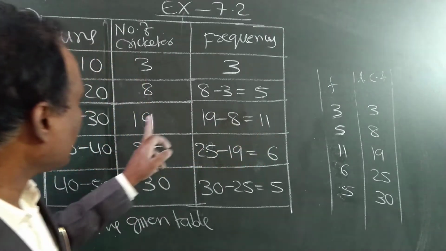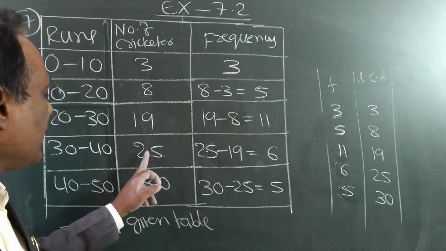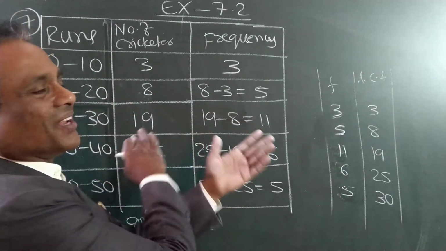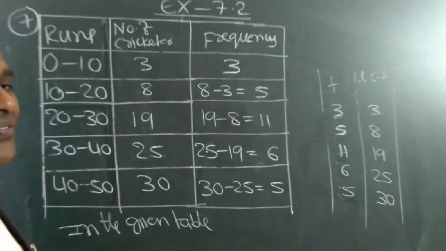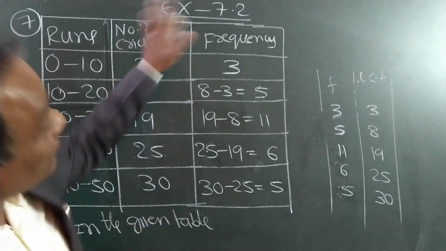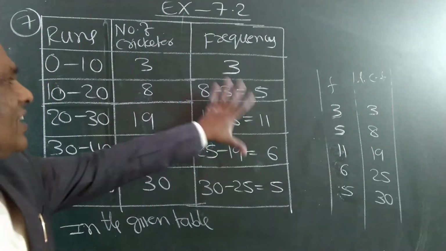8 plus 11, 19. 19 plus 6, 25. 25 plus 5, 30, like that. Generally, we have practice of it in reverse order. But this is completely given in reverse order. LCF is given, frequency is asked. Generally, frequency will be given.